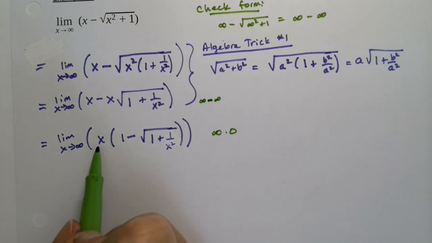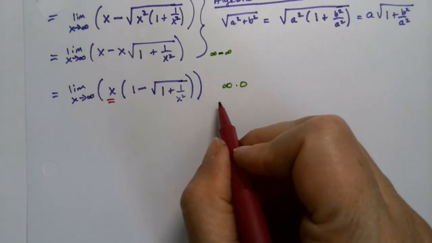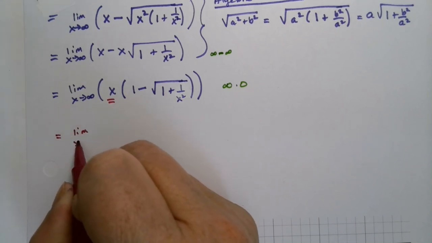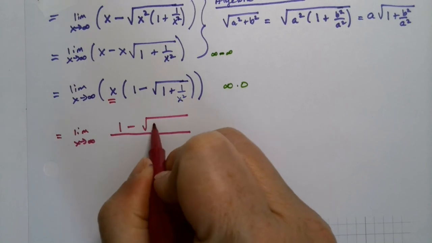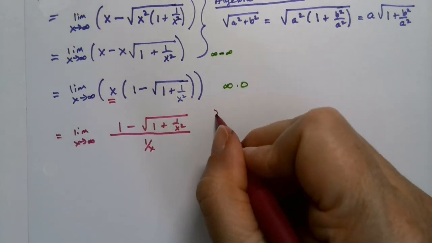But I remember that trick from before. We had infinity times 0 in the last problem, and I can take this and use algebra trick number 2. So this is the limit as x goes to infinity of 1 minus the square root of 1 plus 1 over x squared, all over 1 over x. So that's algebra trick number 2.